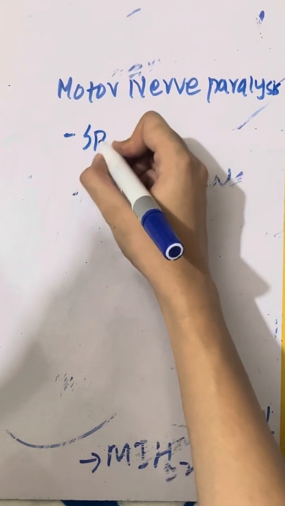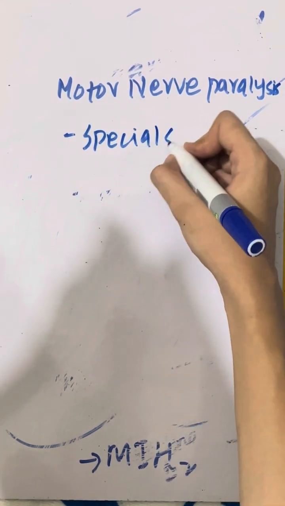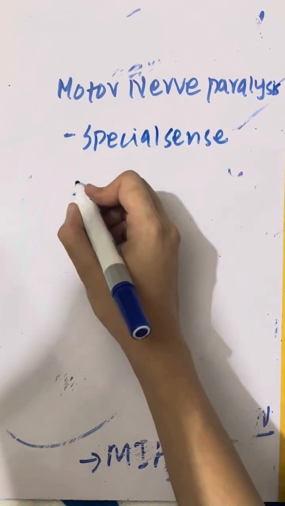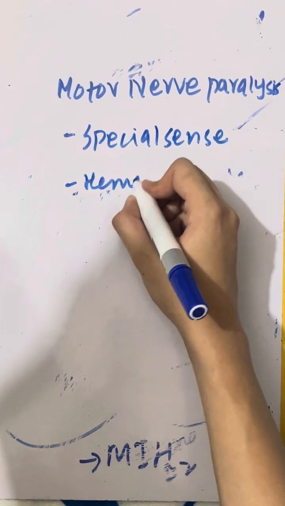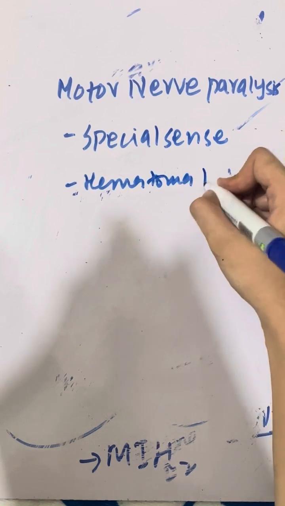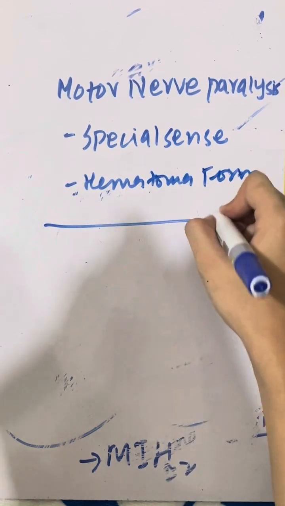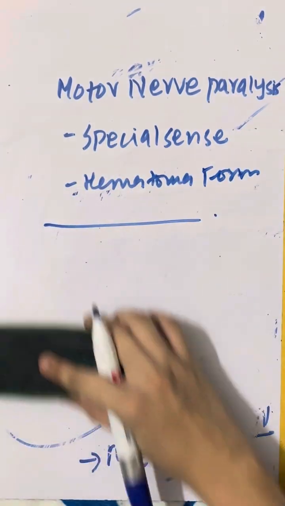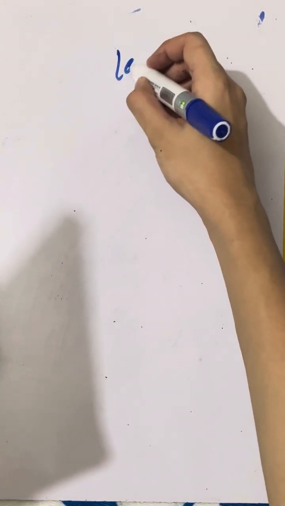Interference with special senses, and hematoma formation. These are the early complications. What were they? They were failure of local anesthesia, hematoma formation, pain, intravascular injection, interference with the special senses, and motor nerve paralysis.